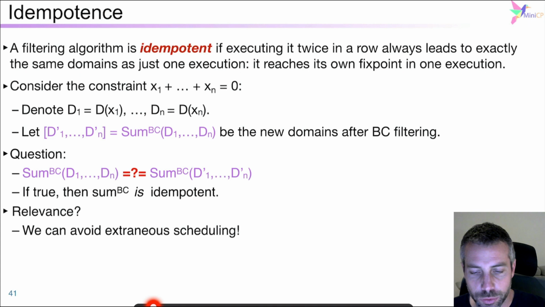So let's consider the sum constraint, that is the subject of our study for idempotency. We will say that the sum bound consistent filtering algorithm is idempotent if, when you call the same filtering on the result of a first filtering, the result is the same as after the first filtering. D prime is the result after the first filtering. So if you get exactly the same domains a second time as after the first time, then you say that the filtering algorithm is idempotent. And why do we care? Simply because we avoid scheduling the constraint a second time in the fixed point algorithm.